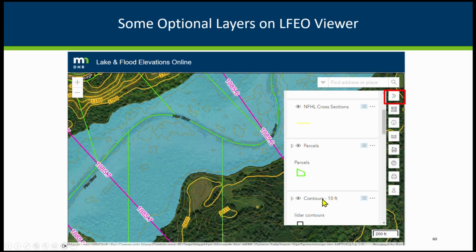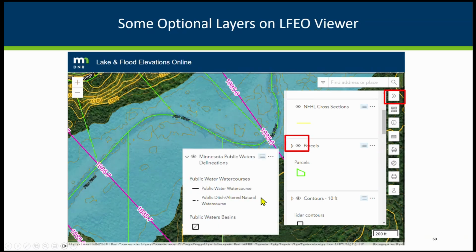We've got contours. You can turn off the 2-foot and just show the 10-foot if you want, but some really helpful stuff there. We've got different background layers. We've got some measuring tools. You can use this to get what your lat long is, and you can make maps. Oh, we've got the public water layer there also.